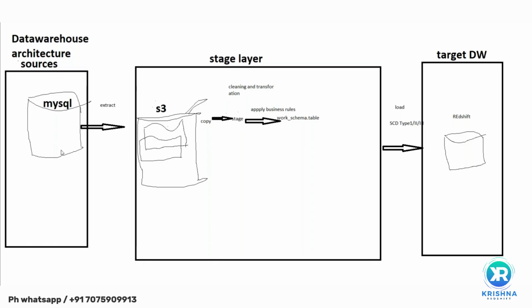Extract. You build pipelines or SQL scripts to connect to the source and generate the S3 file, create a copy script and load it into the stage table. And create insert selects to load it into the work table, and then create some SQL scripts, SCD type 1, type 2, type 3, and load it into Redshift. So this is the ETL process.